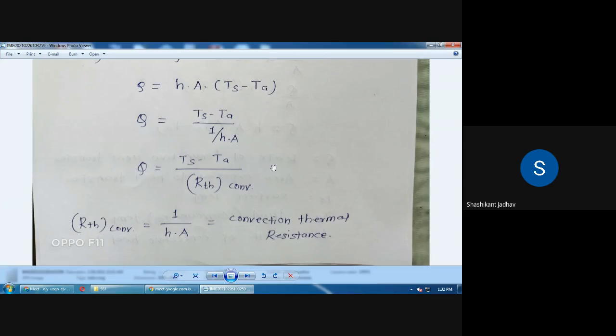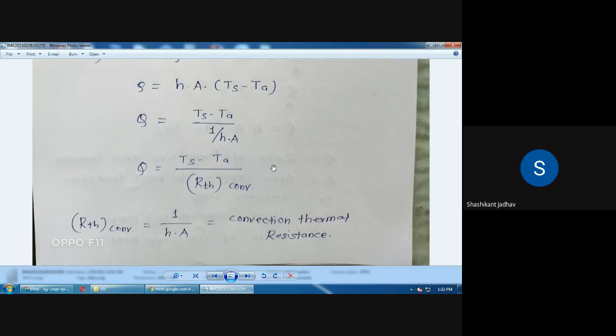First we discussed Fourier's law, which is related to conduction, and now we have discussed Newton's law of cooling, which is related to convection. You have to remember both equations. What is the equation of Fourier's law of heat conduction? Q is equal to K into A into dT by dx. And what is Newton's law of cooling? Q is equal to H into A into bracket Ts minus Ta.